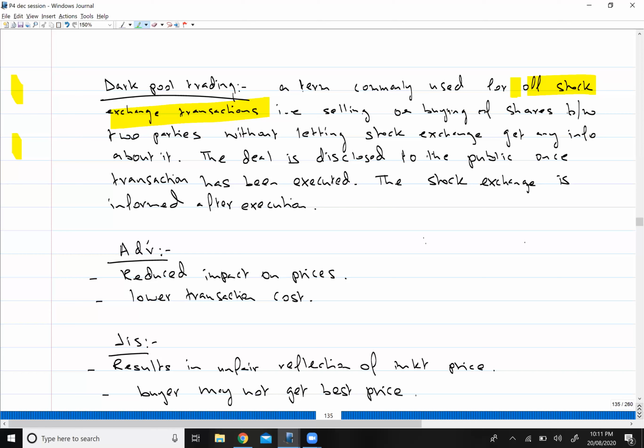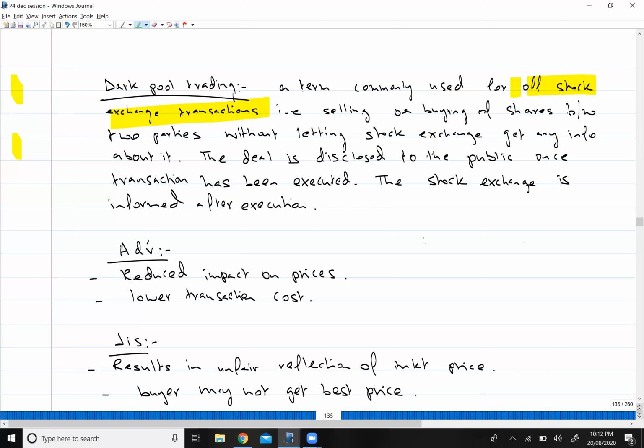That's why they don't allow dark pool trading, because they say that the market should work on a fair mode. Everyone in the market should know about the deal which is taking place. Even if the prices are fluctuating due to rumor or due to the perception formed, let it be, because that is basically a fair mode. Then the next one is that the buyer may not get the best price.